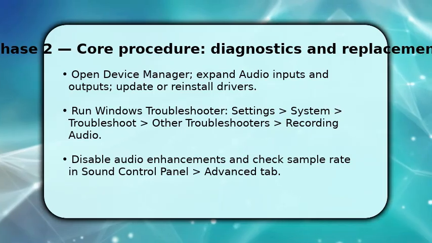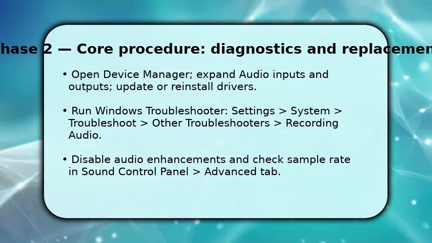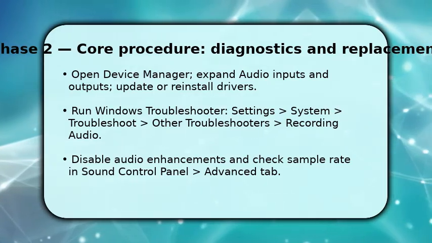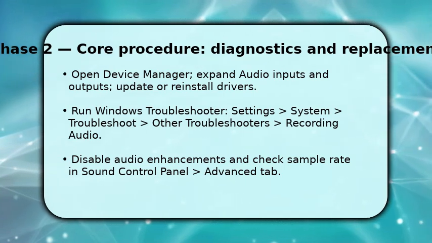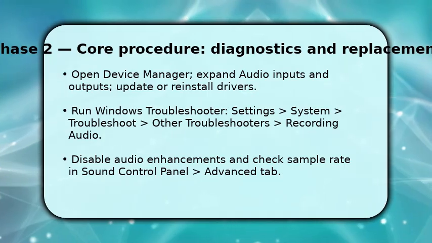Also, open the Sound Control Panel, select the mic, go to Properties, Advanced, and set the sample rate to 16-bit, 44,100 Hz. Disable enhancements to avoid automatic level drops.